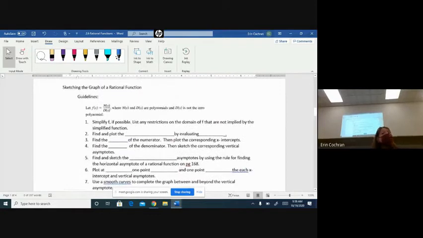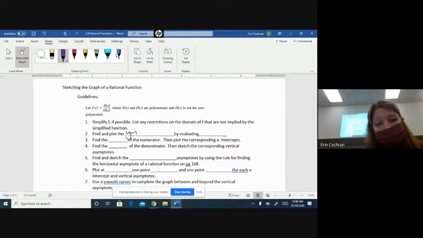All right, sketching a graph of a rational function. The first thing we always do is we want to simplify if possible, just like what we did here. Do we have any restrictions on the domain? Kind of looking at what we did, what can't x equal from that? Then we're going to find and plot the y-intercept. And how do we find a y-intercept? X is always what number? 0. So we're going to evaluate the function when x is equal to 0, right?